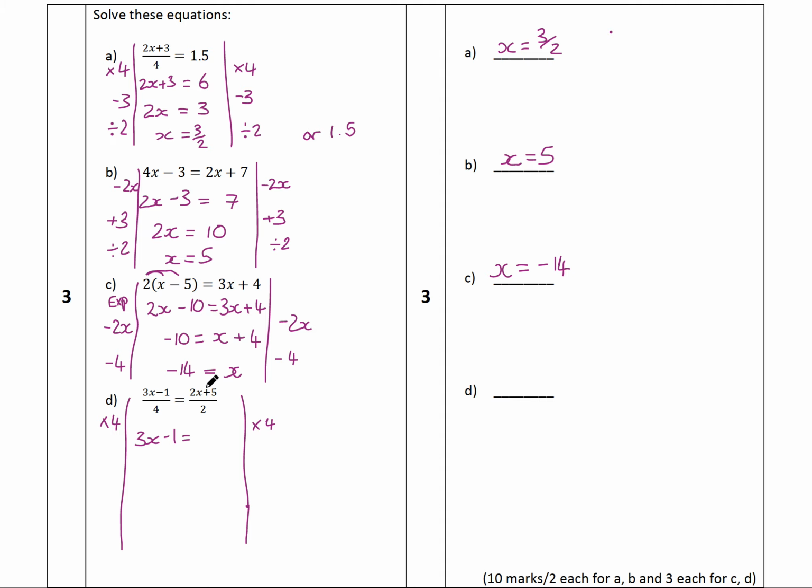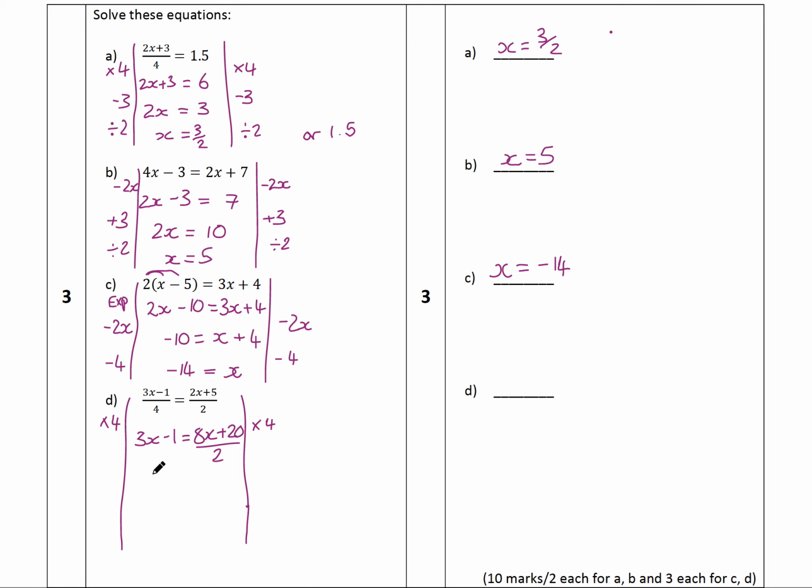Now if I times this by 4, what really just gets timesed by 4 is the numerator. I could either write 4 and then bracket and put that inside, but then I'd only have to expand that in a minute. So I'm going to directly times each of these things in the numerator by 4. 4 lots of 2x will give me 8x, 4 lots of 5 will give me 20. And that divide by 2 is still there.